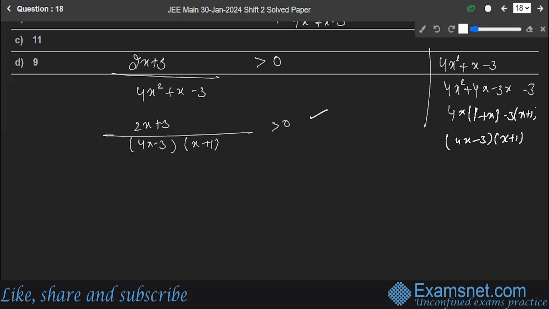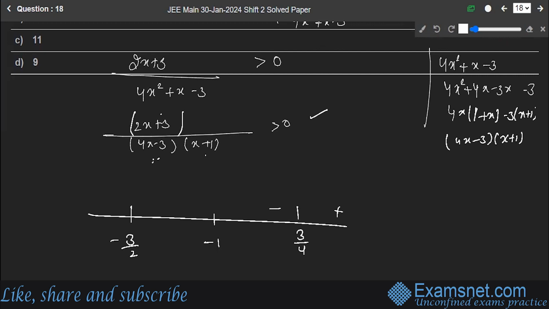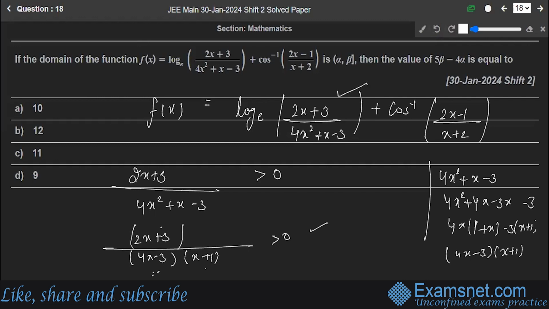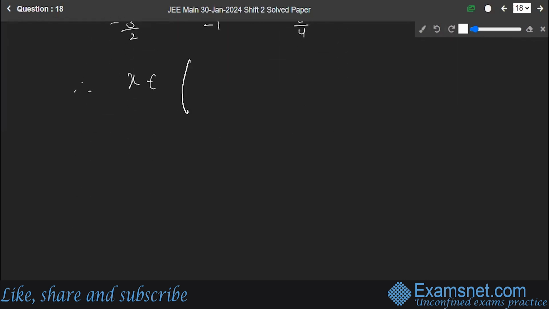So that means the breaking points are minus 3 by 2, minus 1, and 3 by 4. We have to do plus, negative, plus, and negative. Therefore, x will belong to, this is closed, open, x belongs to minus 3 by 2 to minus 1 union 3 by 4 to infinity.